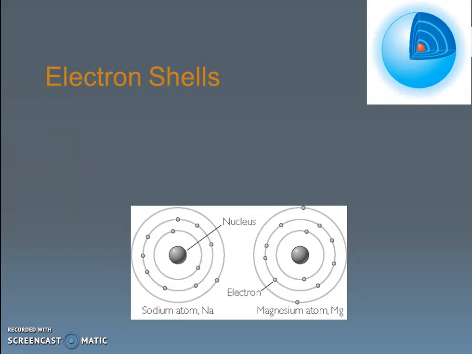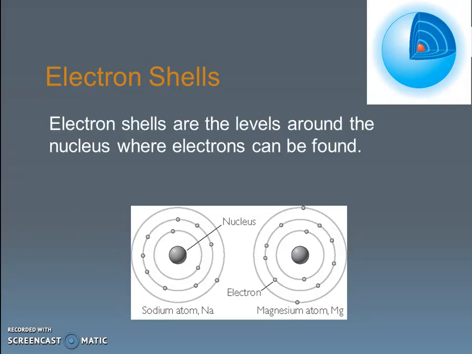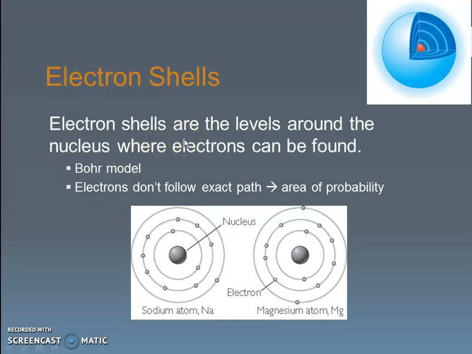Alright, so what exactly are these electron shells? These are just the levels around the nucleus where electrons can be found. So for this class, and typically for chemistry, it's easiest to think of this in terms of our Bohr model of the atom, where it sort of looks like planets circling the sun. But keep in mind that these electrons don't actually follow an exact path. This, in reality, is just an area of probability where they can be found. And that's something we'll talk about later in the year.